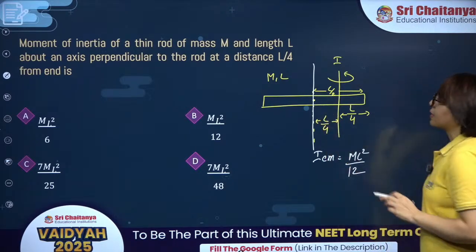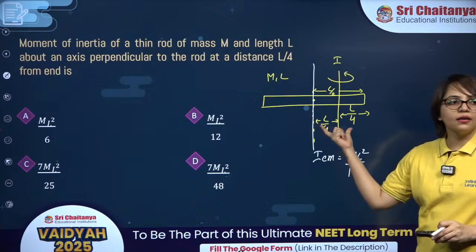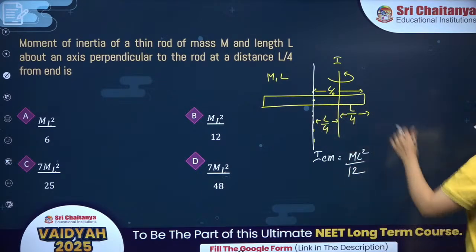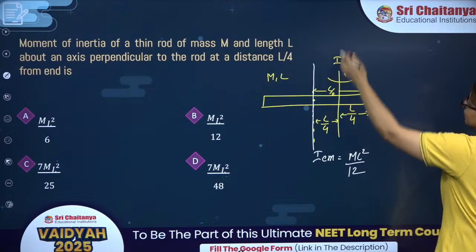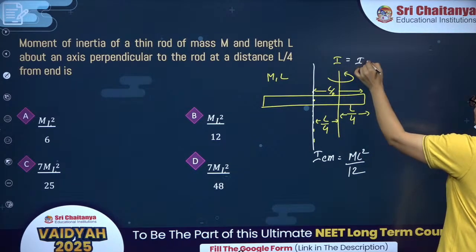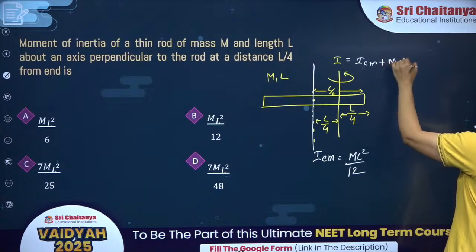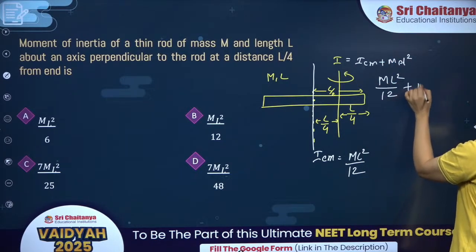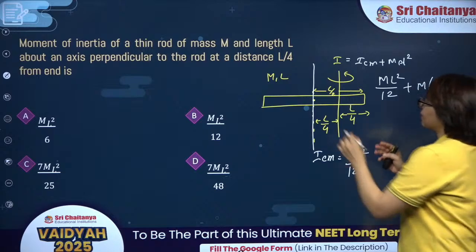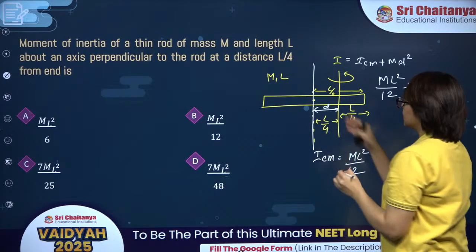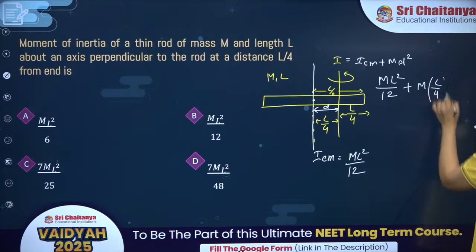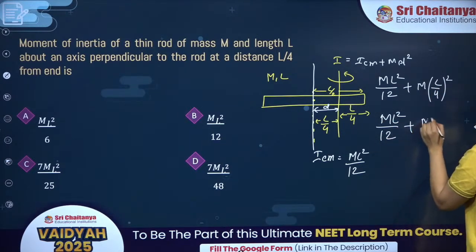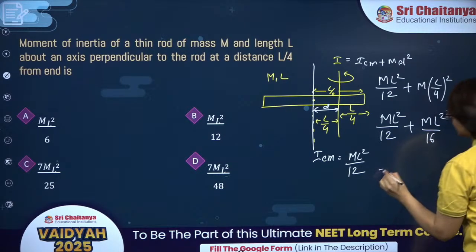Now we have to apply parallel axis theorem because both of these axes are parallel. Option C, well done. So over here we have parallel axis theorem as moment of inertia about this axis is ICM plus md square. ICM is ml square by 12 plus m d square. D is the separation between these two parallel axes, which is L by 4 whole square. So it is ml square by 12 plus ml square by 16.